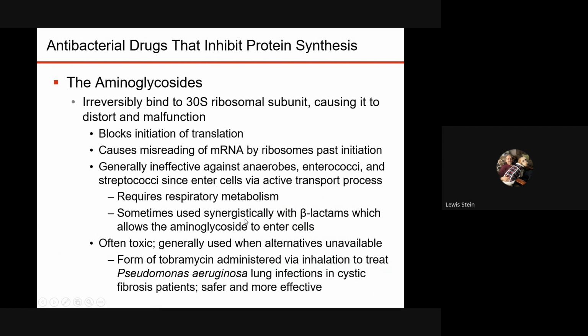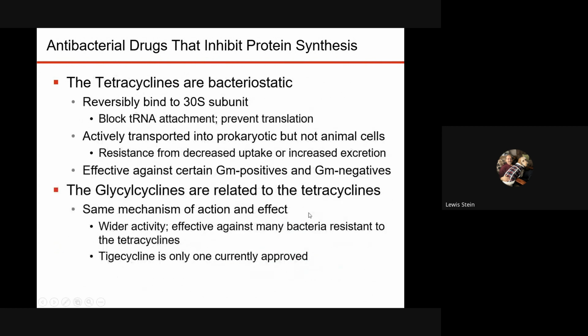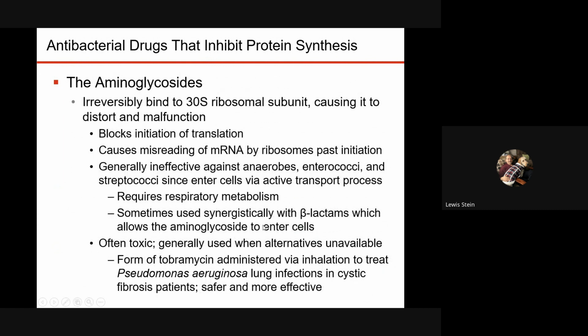So a lot of times we use them with beta-lactams. In the day before there was a lot of availability of cephalosporins, we used to use penicillin and streptomycin together. That was a go-to for mixed infections. So it played a good role, working synergistically. The big problem is toxicity.